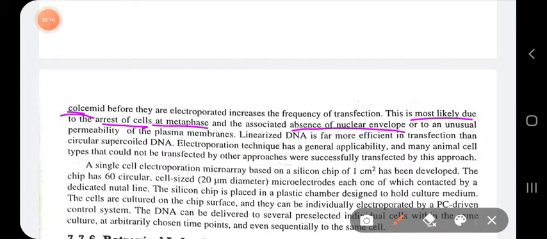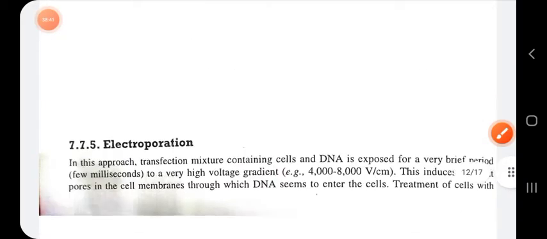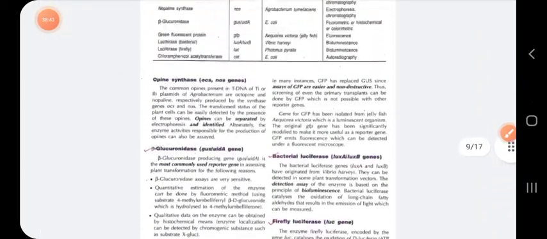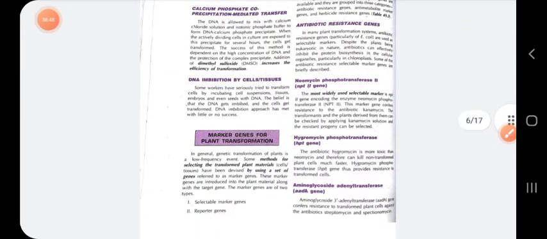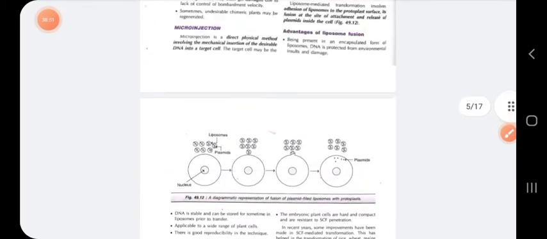So they will arrest the cell at the metaphase stage, and during metaphase the nuclear membrane, the nuclear envelope, disappears. So by that time, if we are able to do transfection, we can enter our desirable DNA. There is a possibility of introducing it into the target cells. So this has been mentioned before. More techniques are there. I have also given some selectable marker genes for plant transformation that I will cover in the next classes.